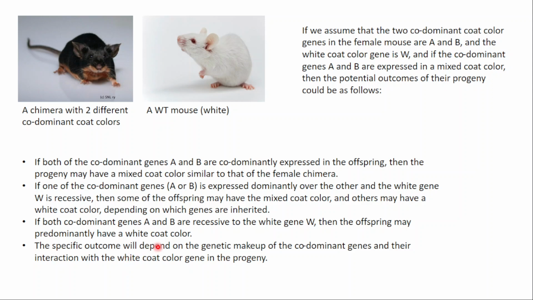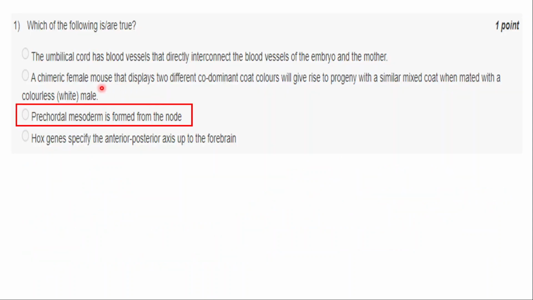And the specific outcome will depend on the genetic makeup of the codominant genes and their interaction with the white coat color gene in the progeny. So there are tons of possibilities that we can deduce from a chimera with two different codominant coat colors when crossed with a wild type mouse. So statement 2 will also not be true, because one of the possibilities is a similar mixed coat. Other possibilities are white mice, or either of the two codominant coat colors.